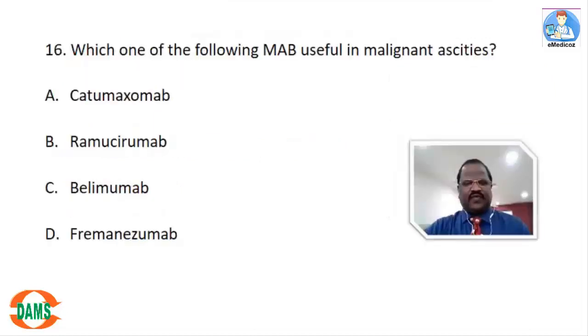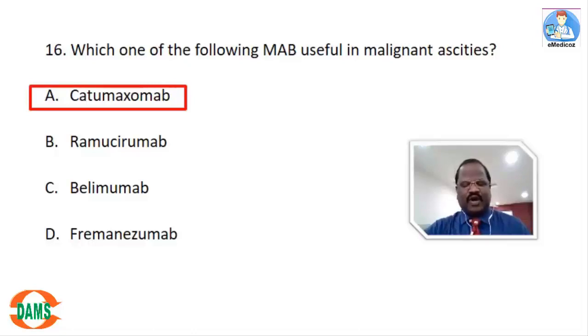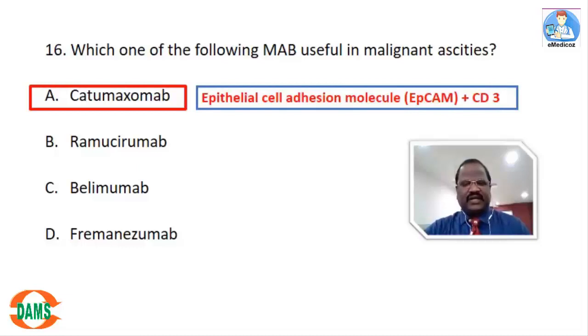Question number 16. Which one of the following monoclonal antibodies is useful in treatment of malignant ascites? The options given are catumaxomab, ramucirumab, belimumab, fremanezumab. The right answer for the question is option number A, catumaxomab. It's a very latest monoclonal antibody targeting epithelial cell adhesion molecule, simply called EpCAM, and also targeting CD3, useful for treatment of malignant ascites.